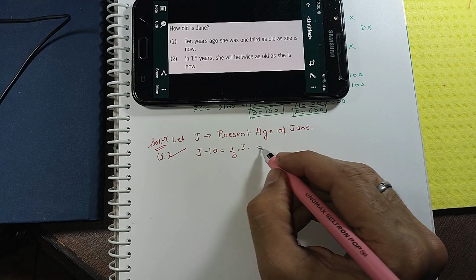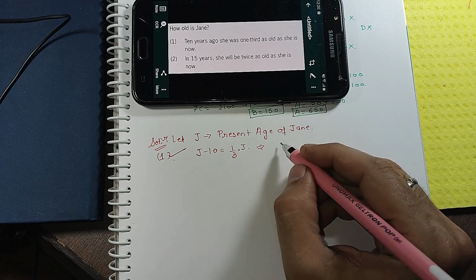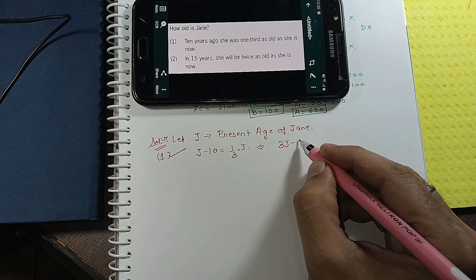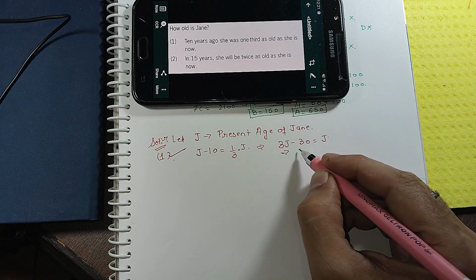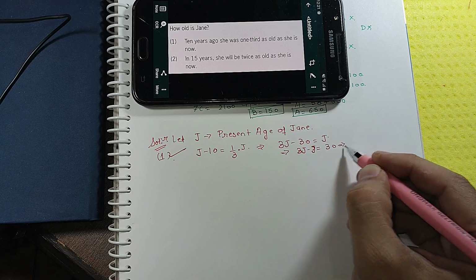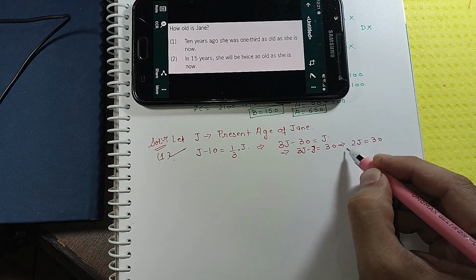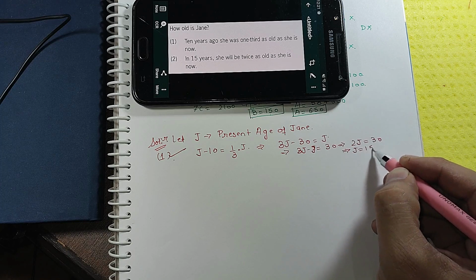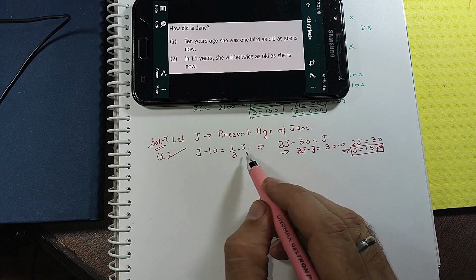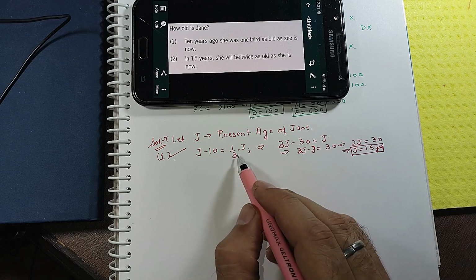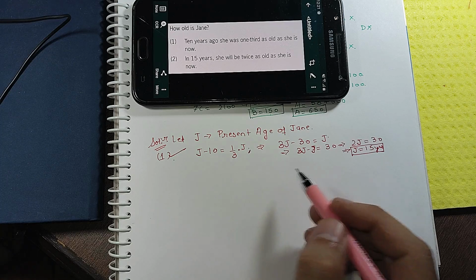If you want, for the sake of the question, I will solve it. So shifting 3 to this side, I will be getting 3J minus 30 equal to J. So shifting J to this side, I will be getting 3J minus J equal to 30, or I can say 2J is equal to 30. This implies J is equal to 15. So the present age of Jane is 15 years. So statement A is sufficient. You can just, by looking at this equation, see that this is a single equation having one variable, it can be easily solved. You can mark option A.